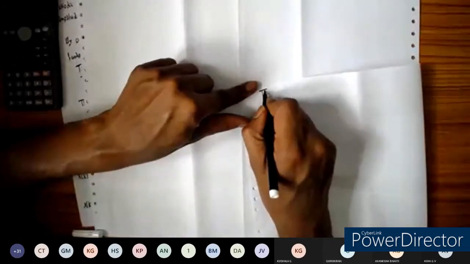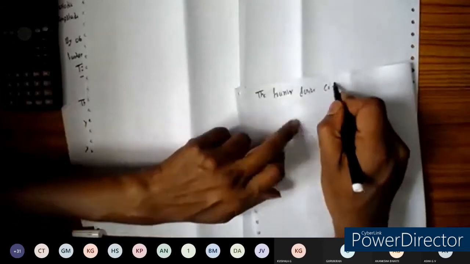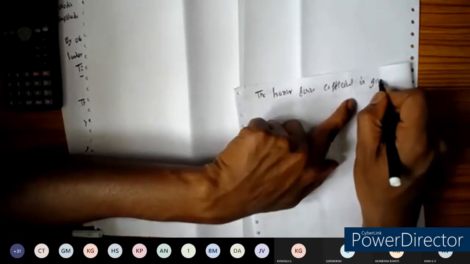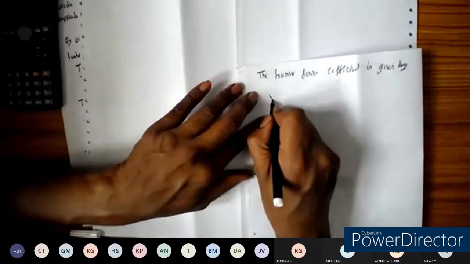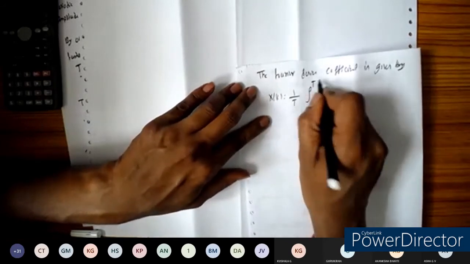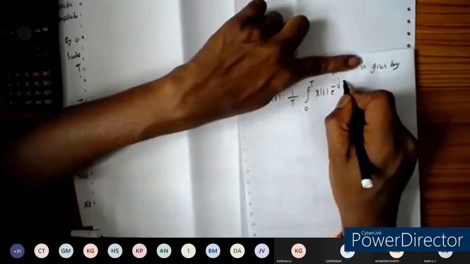Let us write the expression for the Fourier series coefficient. The Fourier series coefficient is given by X of k equals 1 by T integral from 0 to T of x of t into e to the power of minus j omega k t dt.